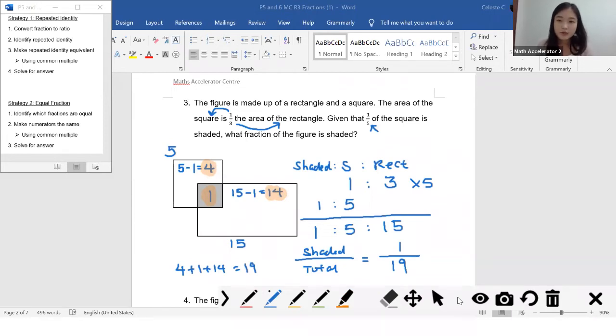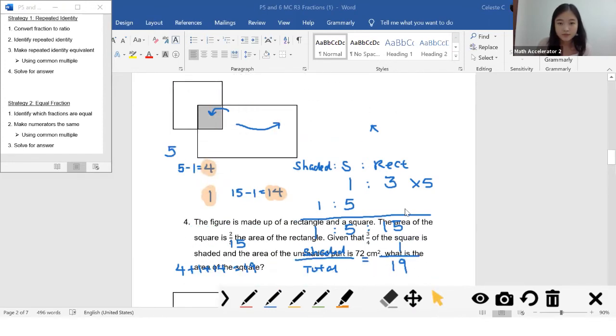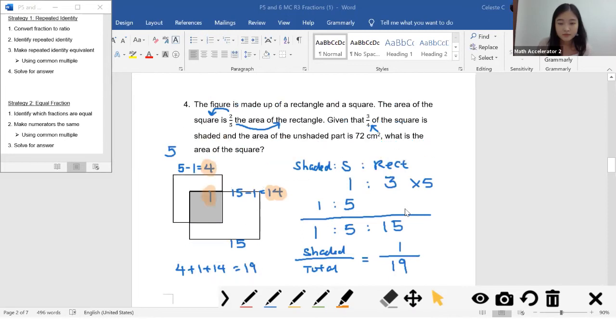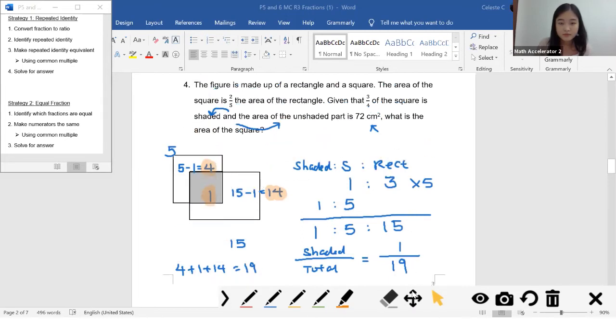Right, so a lot of students make this mistake of not subtracting away the shaded part here. So remember to do that before you add up the total units for the figure, otherwise you get it wrong. Okay, I'll give you some time before I go on to question 4.